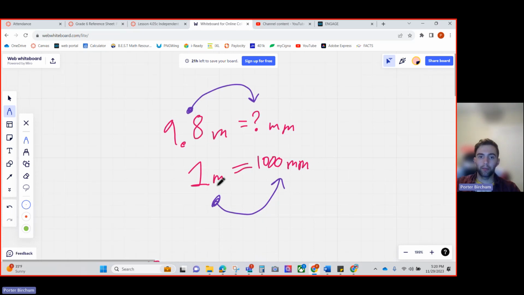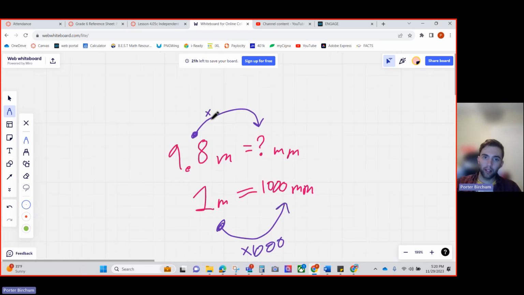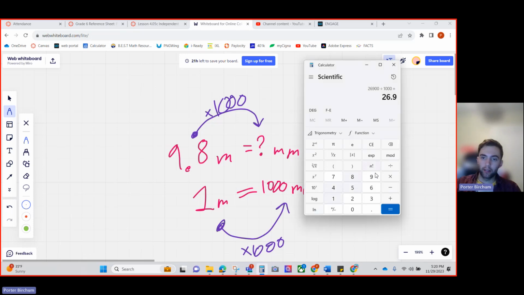What can I do to the number 1? What multiplication or division strategy can I do to the number 1 to get it to be 1,000? You're right, I can times 1 by 1,000 to get it to be 1,000. So it looks like to turn meters into millimeters, we multiply the meters by 1,000. 9.8 times 1,000 is.